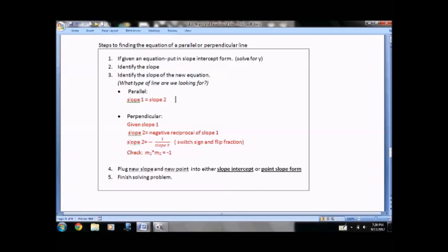Then you have what we call a perpendicular line. A perpendicular line means that you have one line that crosses another line at a 90-degree angle. But how do you find this without using geometry? Well, we have that below.